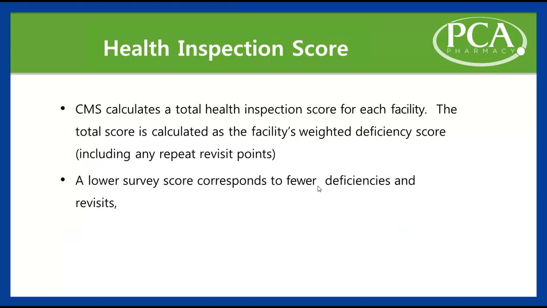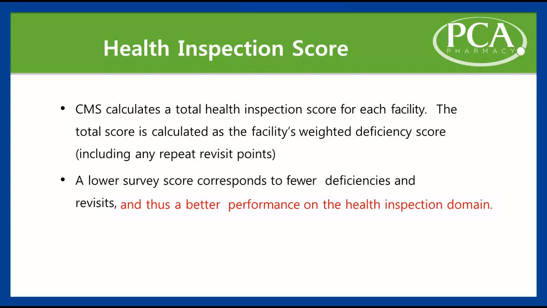CMS calculates a total health inspection score for each facility. That total score is then calculated as the facility's weighted deficiency score, including any repeat revisit points. A lower score is going to correspond to fewer deficiencies and fewer revisits, and that, of course, is going to mean better performance on the health inspection domain when talking about the 5-star quality.